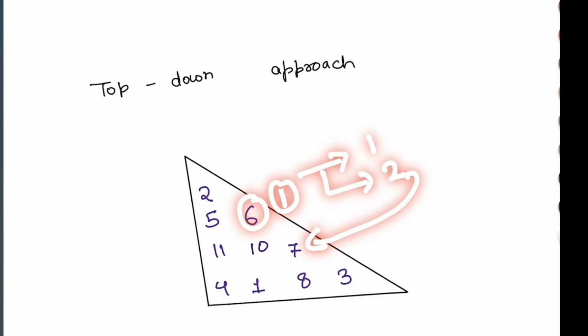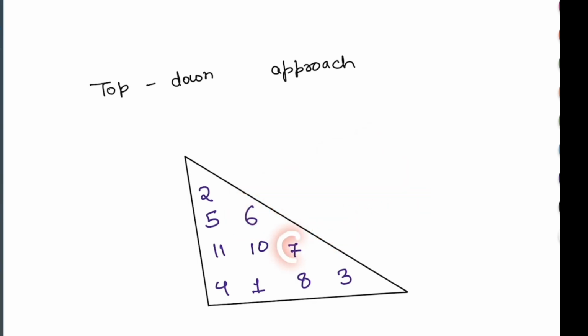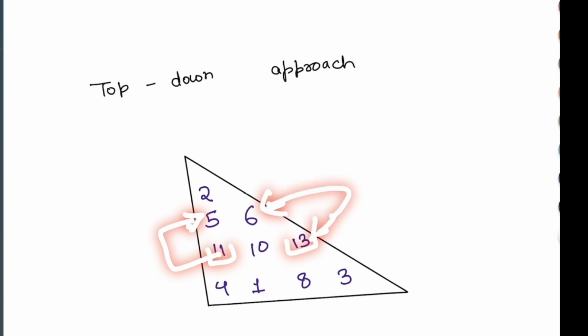This is the index number 2 of the next row. So to reach the 7, I can come from 6 only. So the sum here will be 13. Now the thing to notice here is, for the first and the last element of your row, you have just one option. For the first element, you have just one option, the first element in the previous row. For the last element, you have just one option, the last element in the previous row.